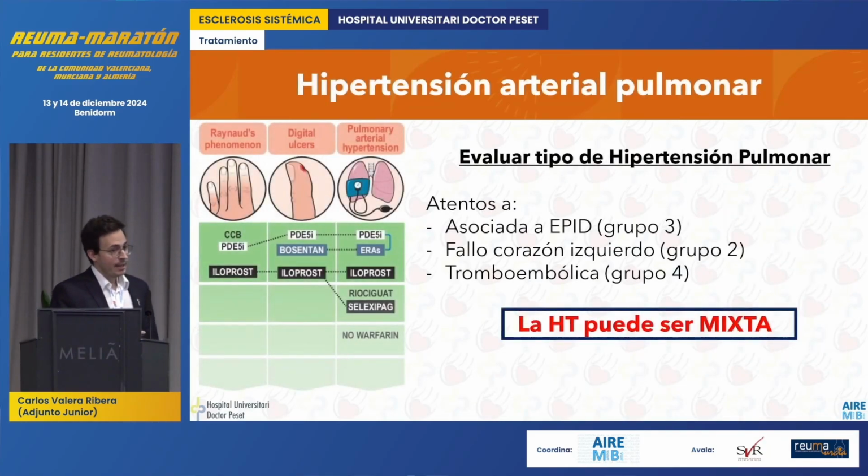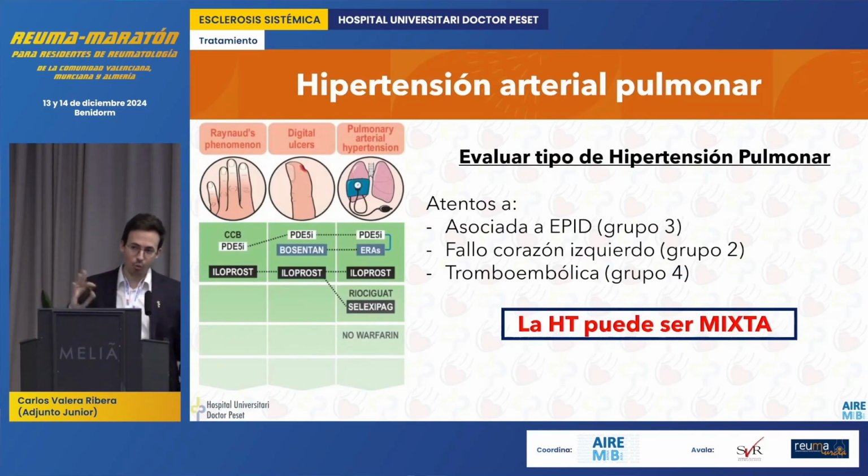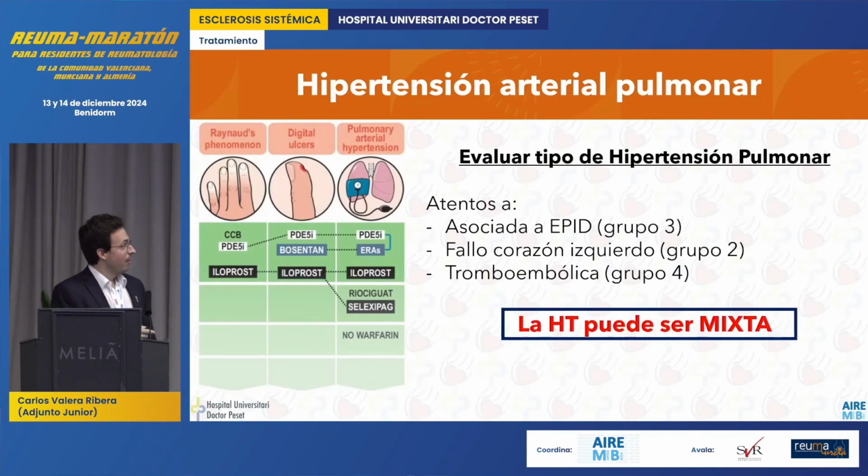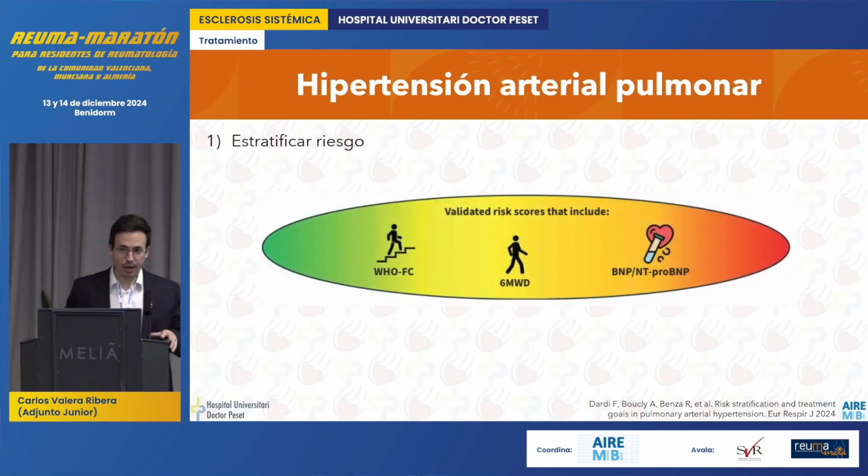When evaluating pulmonary hypertension, I'm referring here specifically to pulmonary arterial hypertension. Why? Because we're going to focus on group 1 pulmonary hypertension. Therefore, we must not forget that pulmonary hypertension can be mixed. It can be associated with interstitial lung disease, group 3, associated with left heart failure, group 2, or thromboembolic disease, group 4. So that always needs to be taken into account, especially since it is common in systemic sclerosis.